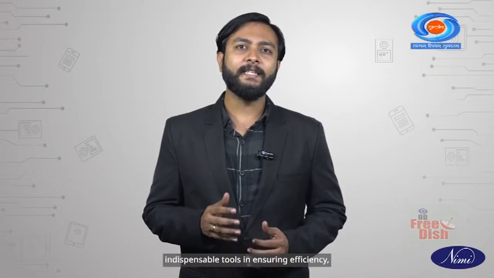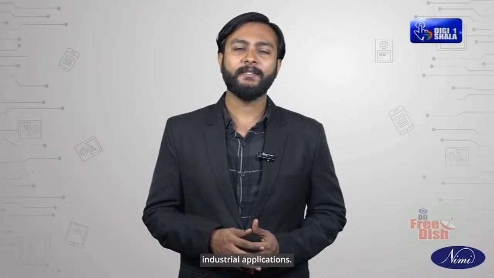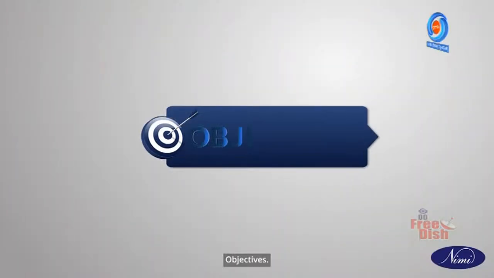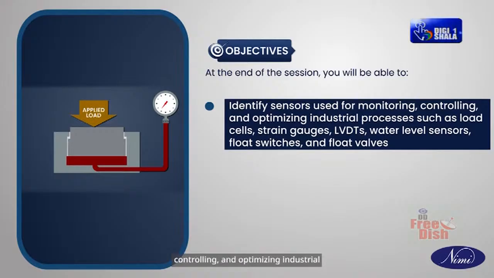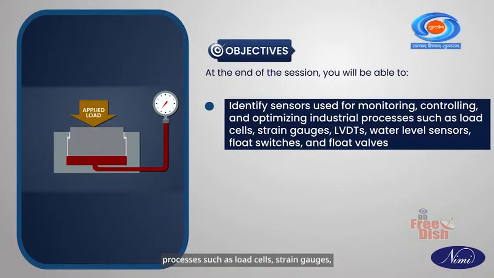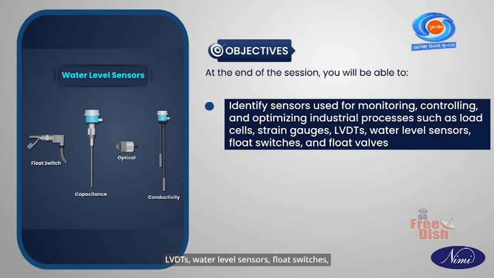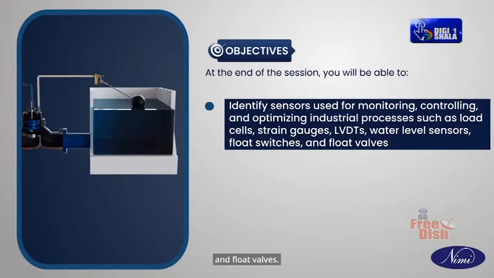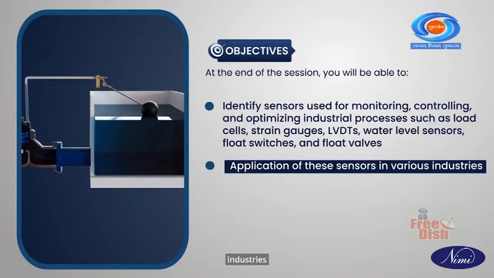These sensors are indispensable tools in ensuring efficiency, safety, and reliability in various industrial applications. Objectives. At the end of this session, you will be able to identify sensors used for monitoring, controlling, and optimizing industrial processes such as load cells, strain gauges, LVDTs, water level sensors, float switches, and float valves, and list the applications of these sensors in various industries.